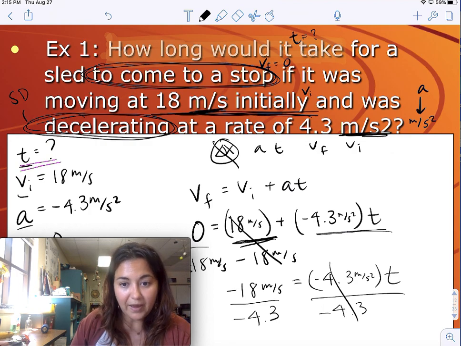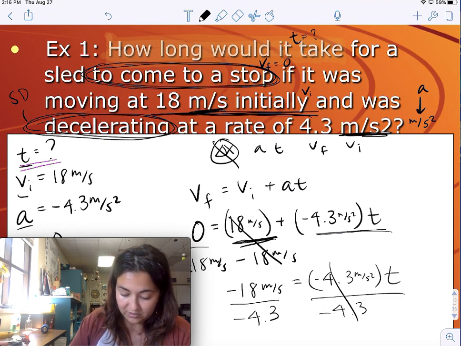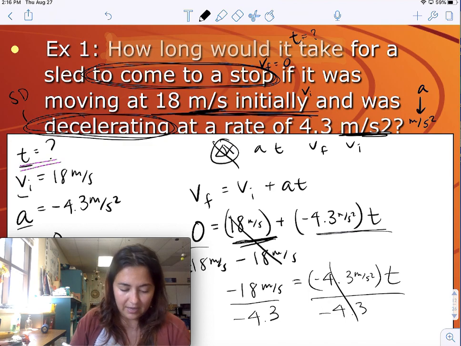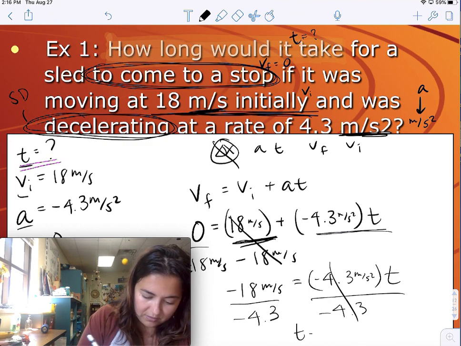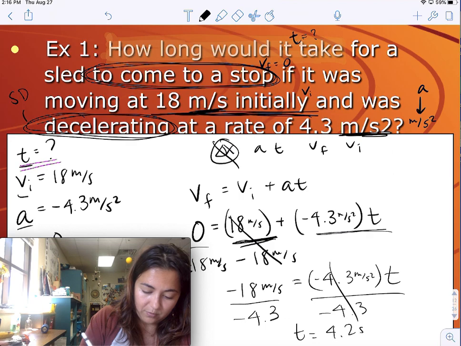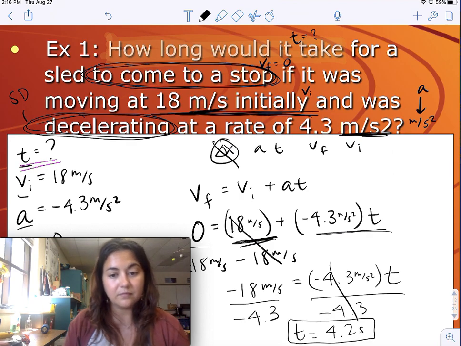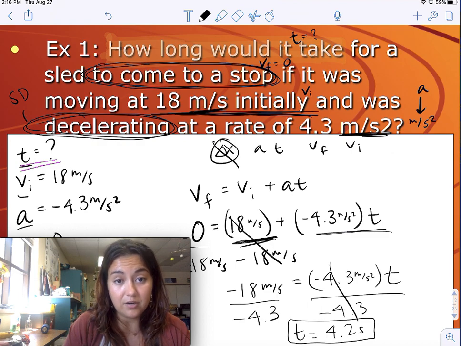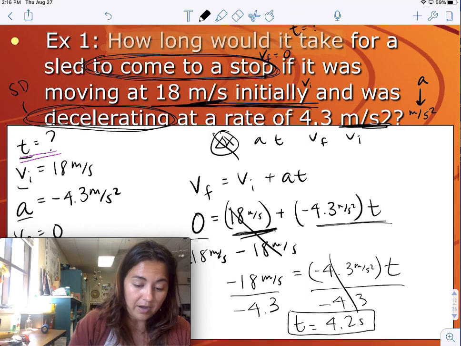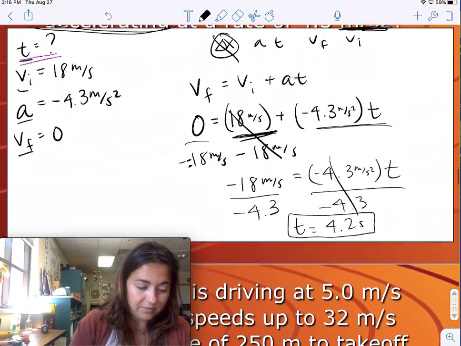And that's bad news. That's one way I can check myself: I should never get a negative time because I am never going to go backwards in time, at least not in this class. So the time I got was 4.186, but if I'm rounding to proper sig figs, 4.2 seconds. And I think in the PowerPoint that's posted online, the answer should be on here. Great. Oh, there it is, right there at the bottom.